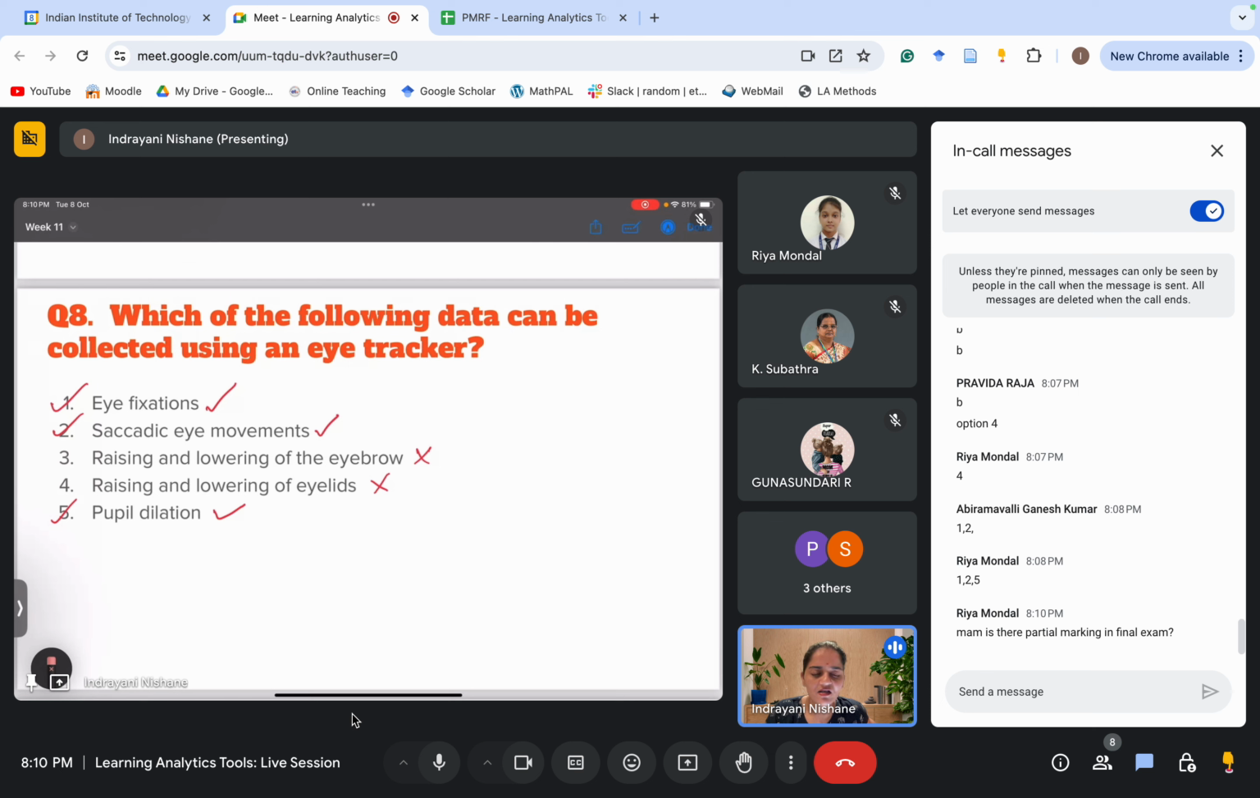Partial marking, I didn't understand what is partial marking, Ria. You mean negative marking?